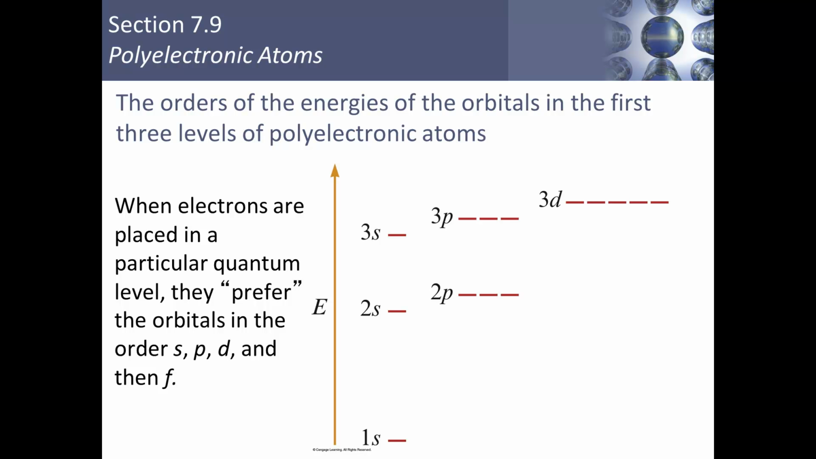Overall, we see that the order of energies of orbitals in the first three levels for polyelectronic atoms follows this pattern. 1s is lower in energy than 2s because it's lower in principal quantum number. The 2s orbital is lower in energy than the 2p orbital because of the penetration effect of an s orbital compared to a 2p orbital. And in the third principal quantum level, we see s is lower than p, which is lower than d, again because of the penetration effect.